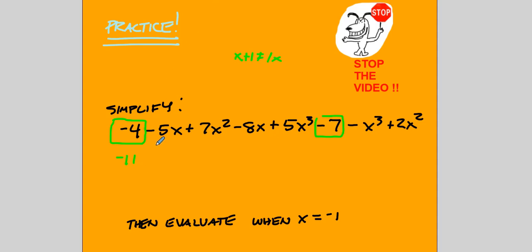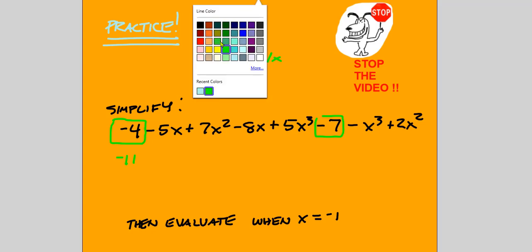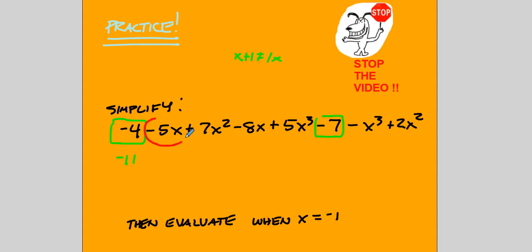Now we have negative 5x. Okay, so I have negative 5x here. Do I have any other x's? I do, right here. So I am going to highlight those and put those together. So negative 5 minus 8 makes negative 13x.